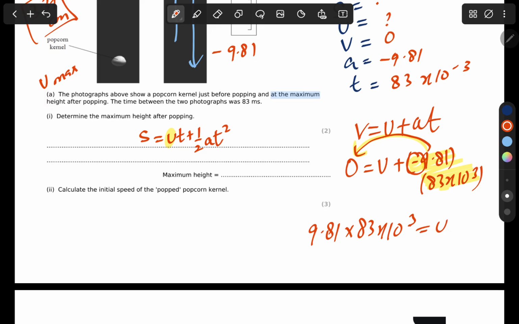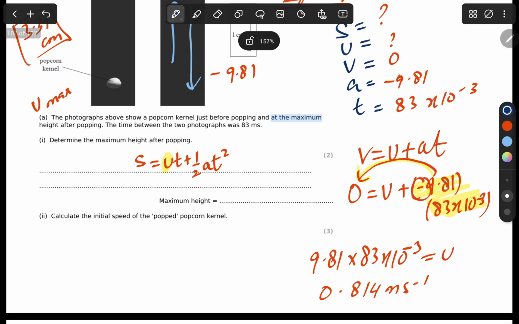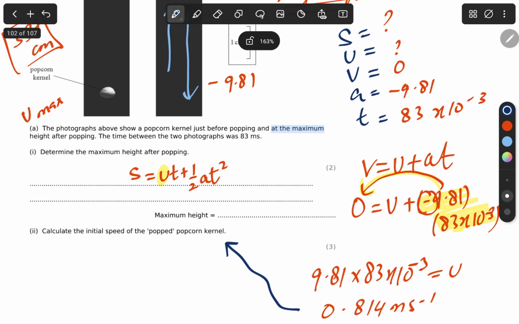So let's find u out. This is negative, by the way, my bad. Negative, okay. So it's going to be 0.814 meters per second, right? So next what you got to do is find the max height, okay? Oh, we've done part 2 itself here, right? We have done part 2 itself. Nice.